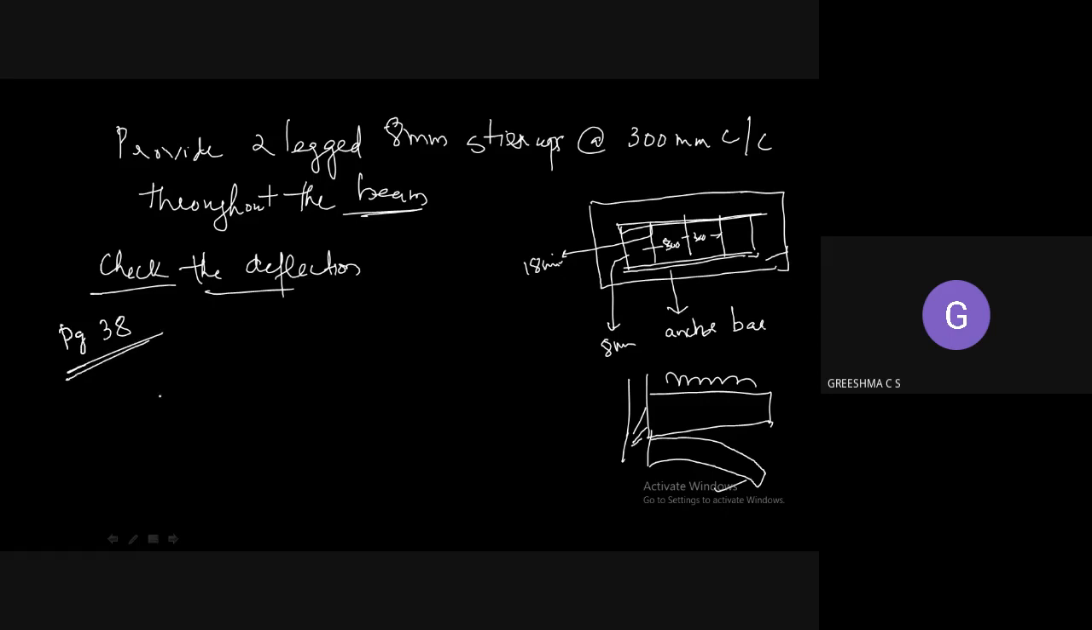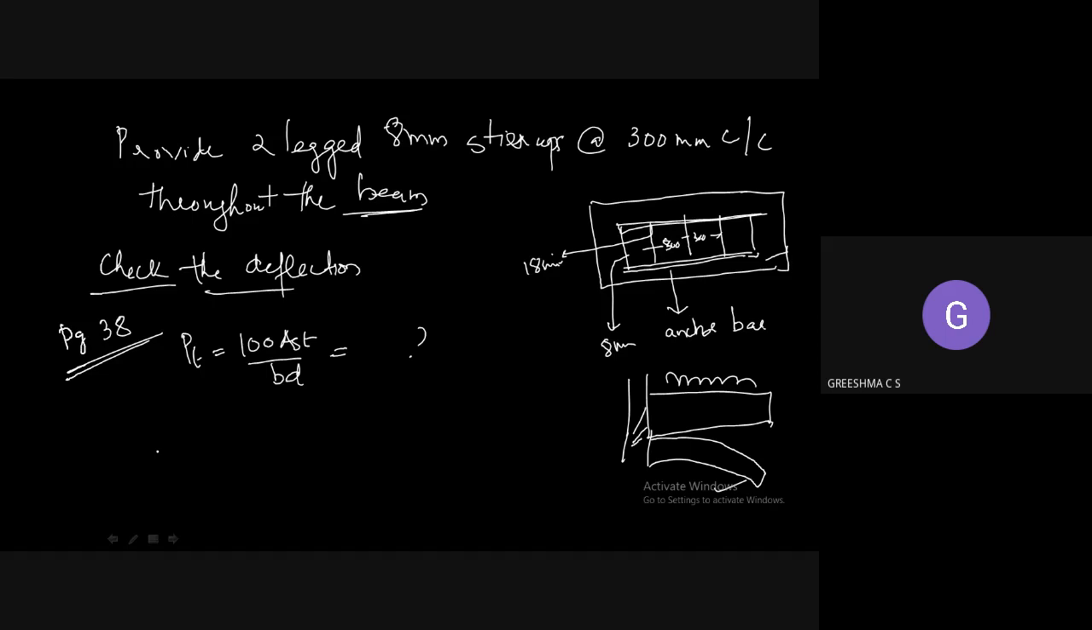So I refer to IS code page number 38. First of all, the percentage of reinforcement ratio: 100 AST divided by B into D. How much is the value? I think it's around 0.5 or 0.8. Tell me fast. Someone please tell me how much is the value?